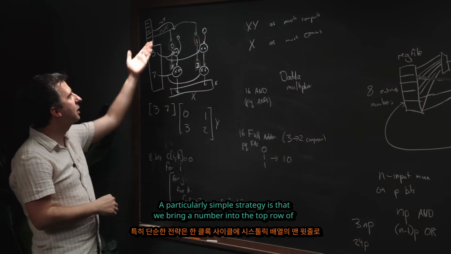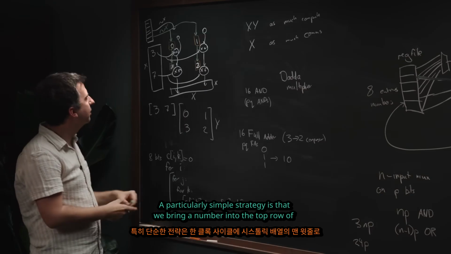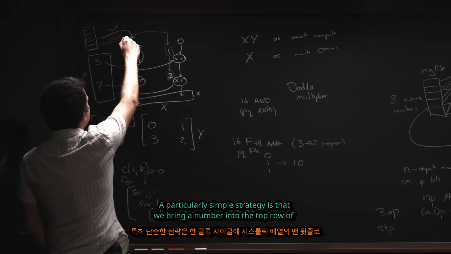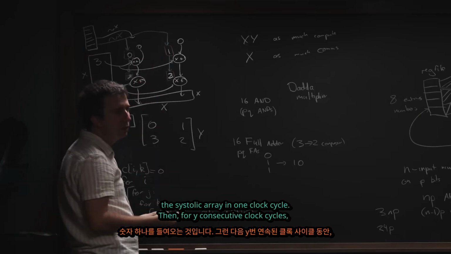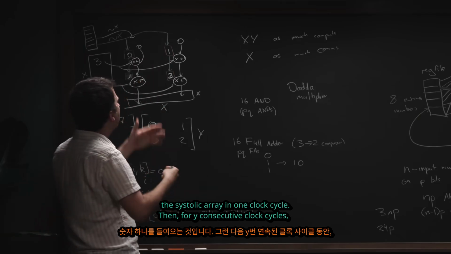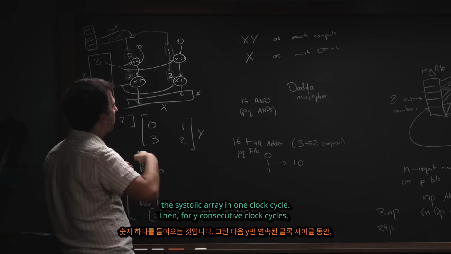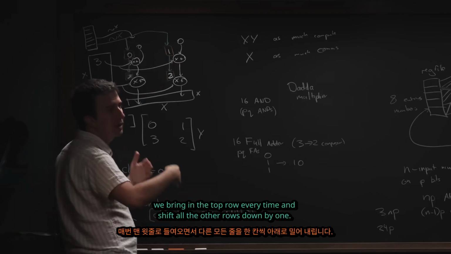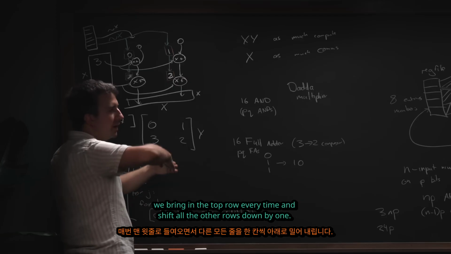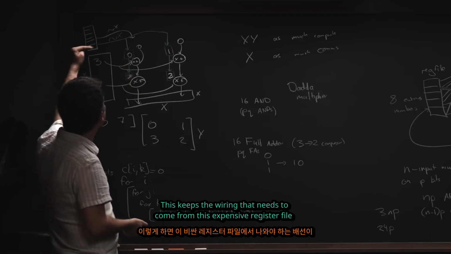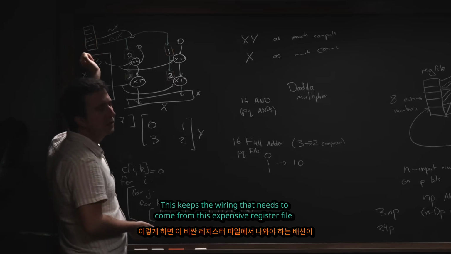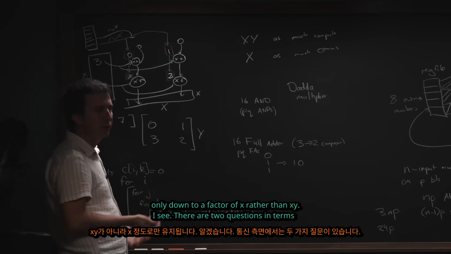And so a particularly simple strategy is that we bring in a number into the top row of the systolic array. That's what we can do in one clock cycle. And then for Y consecutive clock cycles, we're going to be bringing in the top row every time, and then shift all of the other rows down by 1. And that keeps the wiring that needs to come from this expensive register file down to a factor of X rather than XY.